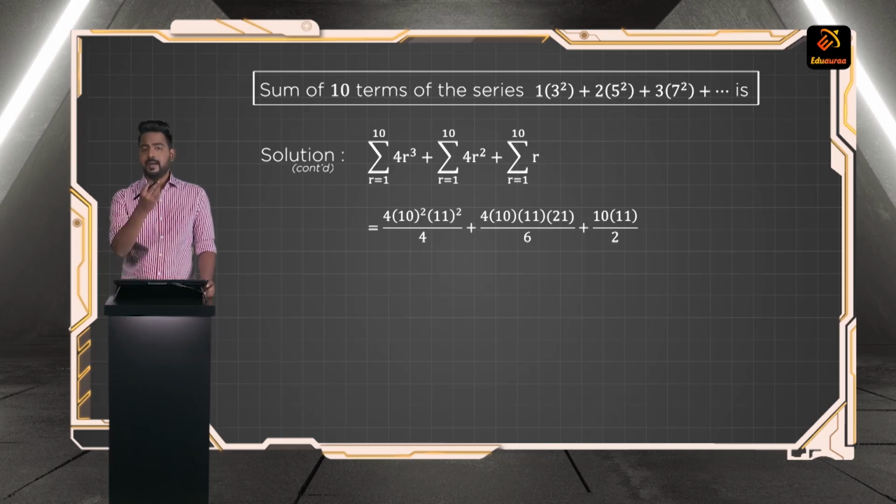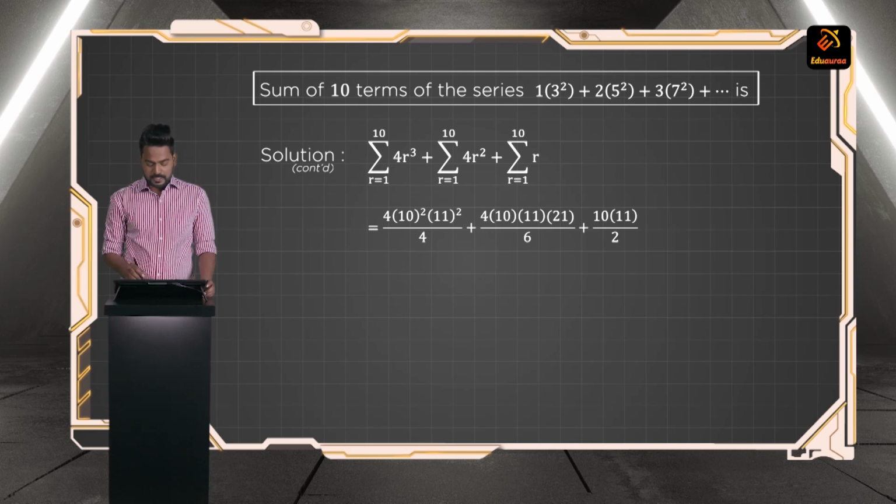n into n plus 1 into 2n plus 1, the whole upon 6. But here we do not want up to n number of terms. We only want up to 10 terms. So it will be 10 into 10 plus 1, which is 11, into 2 into 10 plus 1, so it will be 21.